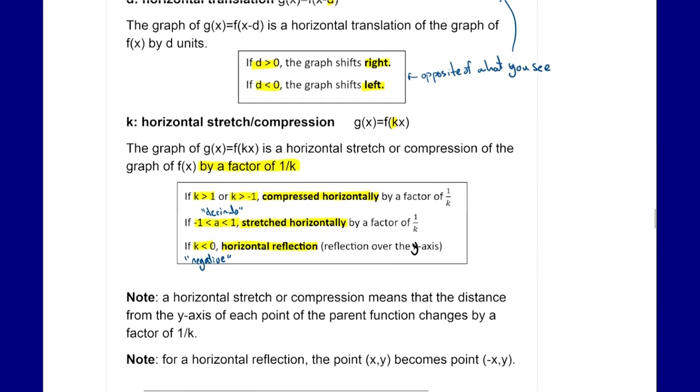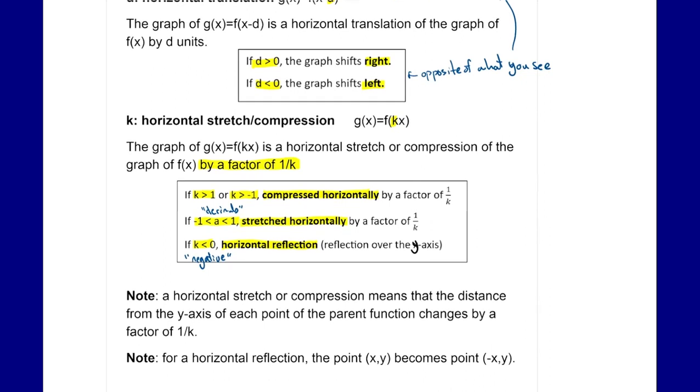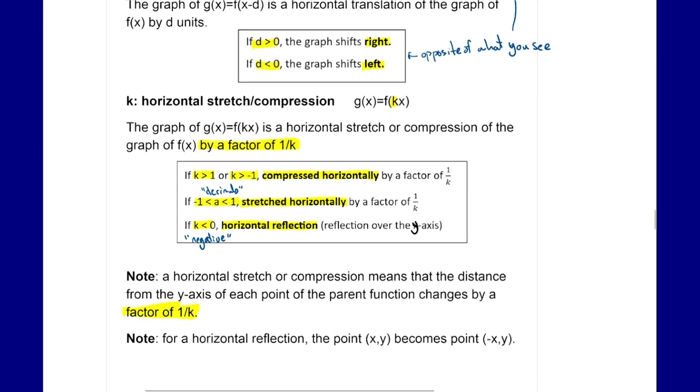So again, one thing to note, the horizontal stretch or compression means that the distance from the y-axis of each point changes by a factor of 1 over k. I'm going to highlight that factor of 1 over k, because that is different from the vertical compression or stretch. And for a horizontal reflection, the point (x, y) becomes the point (negative x, y). So we're flipping it over the y-axis. We're basically making our x values the opposite.